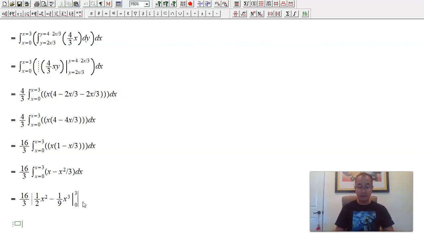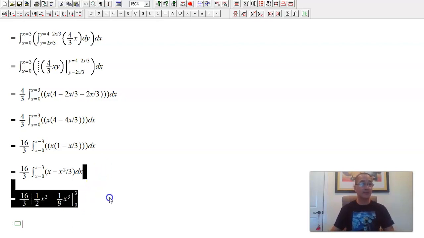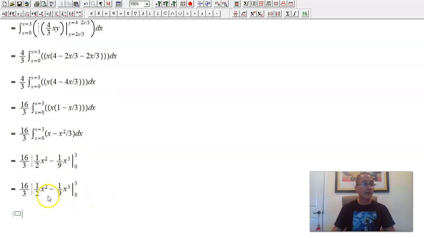0 disappears, of course, always convenient when that happens. And then what happens at 3? So x squared becomes 9, so that's 9 over 2. And then 27 over 9 is 3. So that just becomes 3. And yes, thank goodness, that is a positive answer. If you got a negative answer, it probably means that you did something backwards. That's the first thing you should check. Maybe the upper and the lower switched. Most likely that is the cause of the problem.